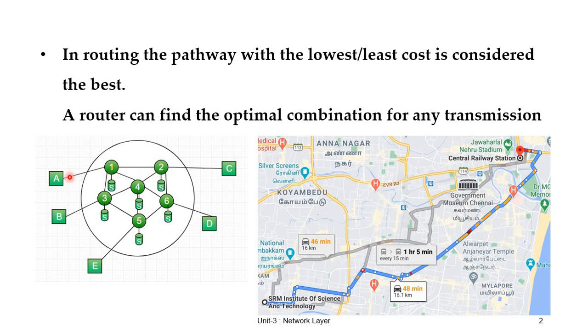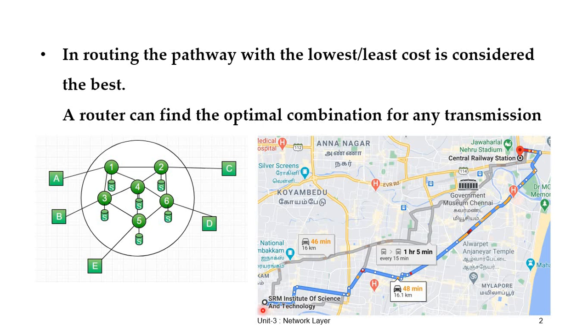So I can transfer the data from device A to device C through router 1, router 2 directly, or router 1, router 3, router 4, router 2 directly, or router 1, router 3, router 5, router 6, router 2 to the device C. So there are n number of ways to transfer the data from device A to device C. Another example I've shown here is something well understood by all people.